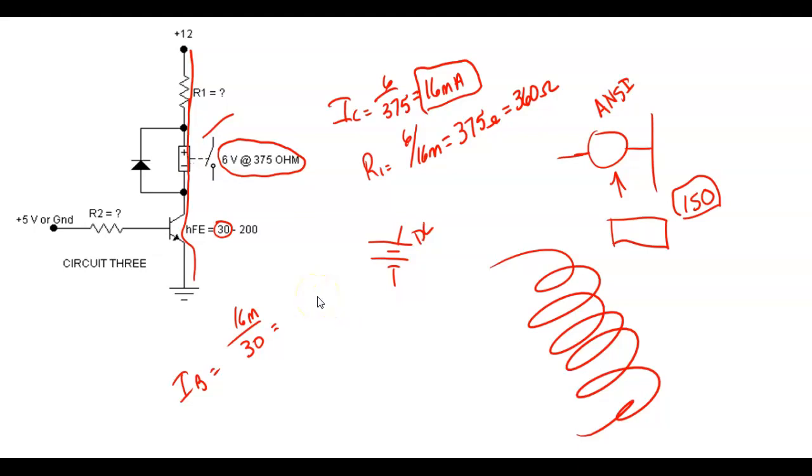I got a question about the R1. You rounded down from 375 almost to 360. I thought on the collector side you always rounded up. No, you round the other way.